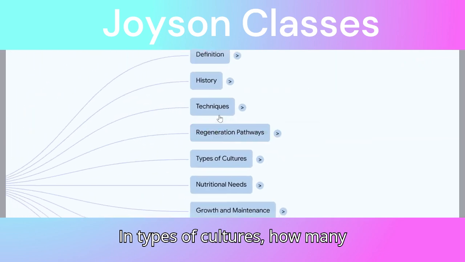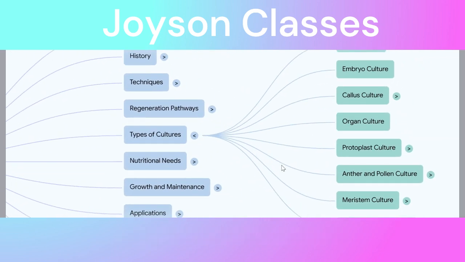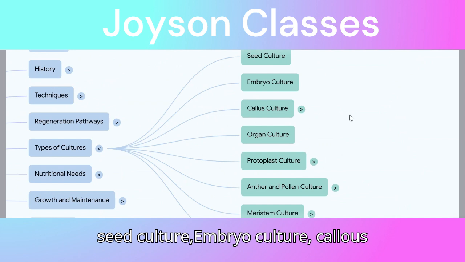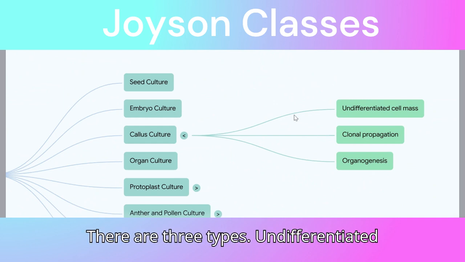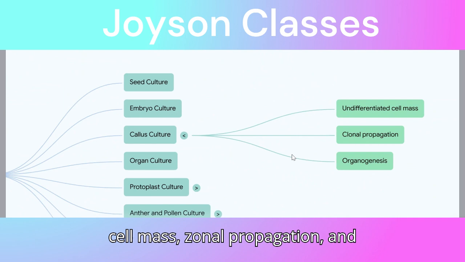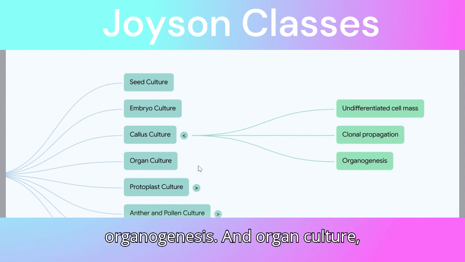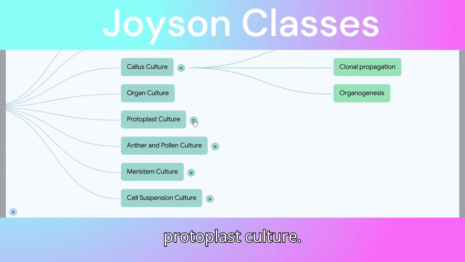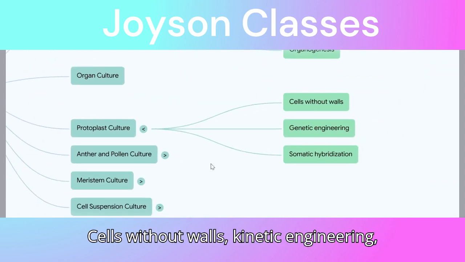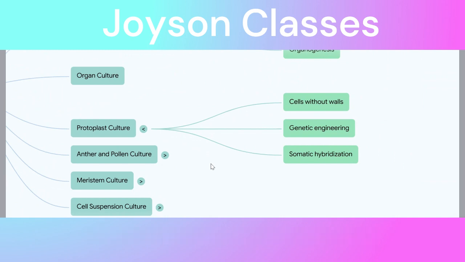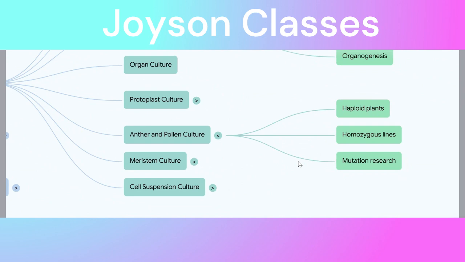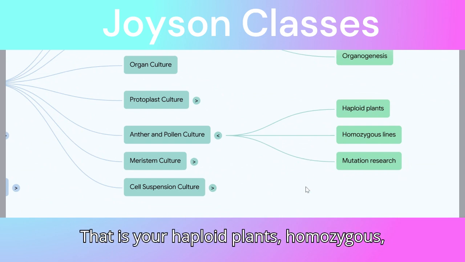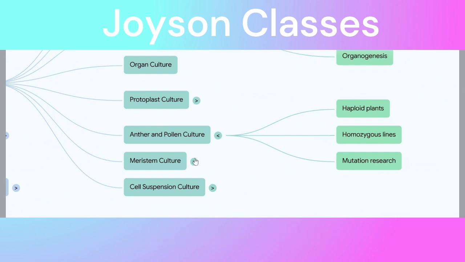Types of cultures: how many types? You could take seed culture, embryo culture, callus culture. Callus culture also has three types: undifferentiated cell mass, clonal propagation, and organogenesis. And organ culture, protoplast culture: cells without walls, genetic engineering, somatic hybridization. These are protoplast cultures. Next is anther and pollen culture: haploid plants, homozygous lines, mutation research.